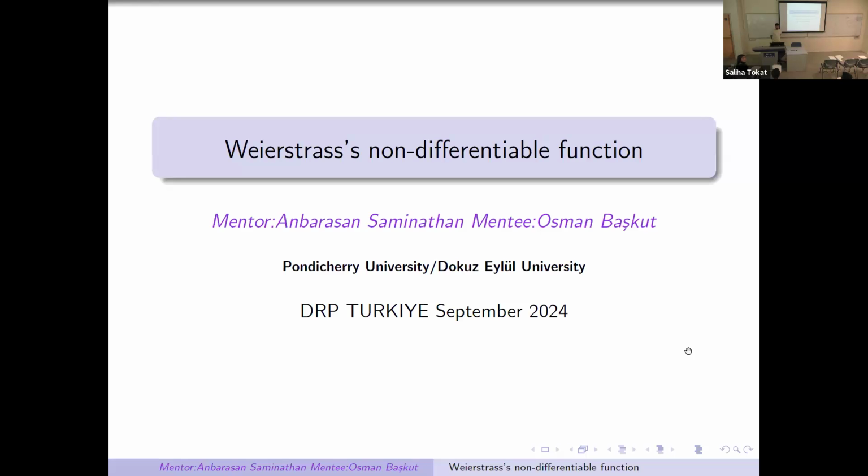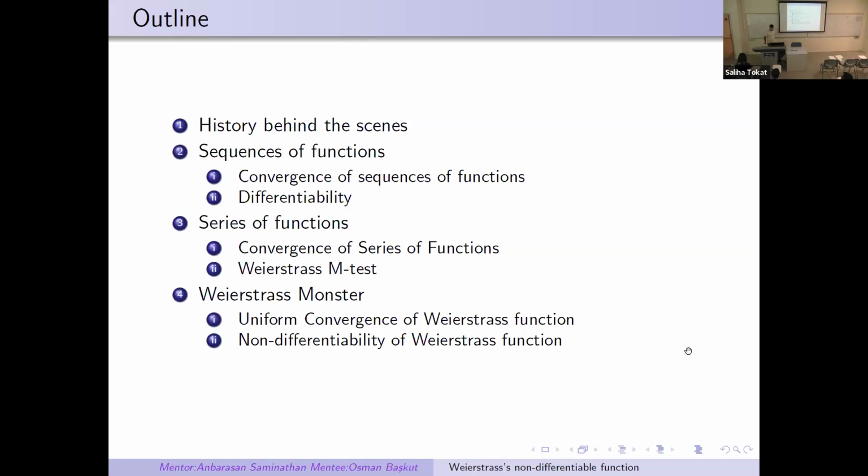Hello, everyone. Today we are going to talk about the special function, Weierstrass's non-differentiable function. Let me give you the outline. We will first mention the history of this, how it was developed, how it was constructed, and what happened in those days. Then we will move on to the sequence of functions, give some basic definitions, as well as the series of functions. Then finally, we go through the non-differentiability of the Weierstrass function.